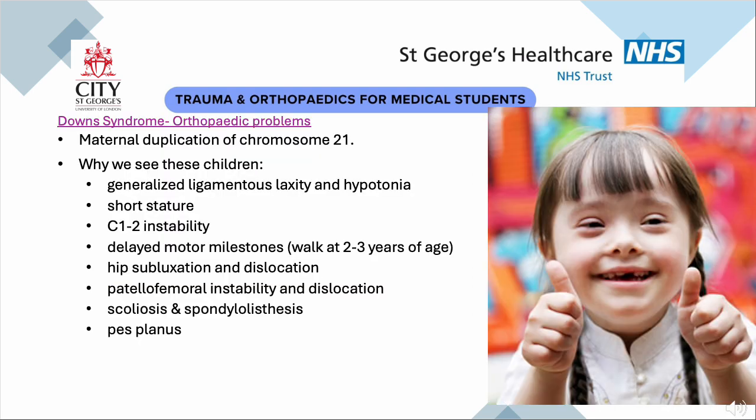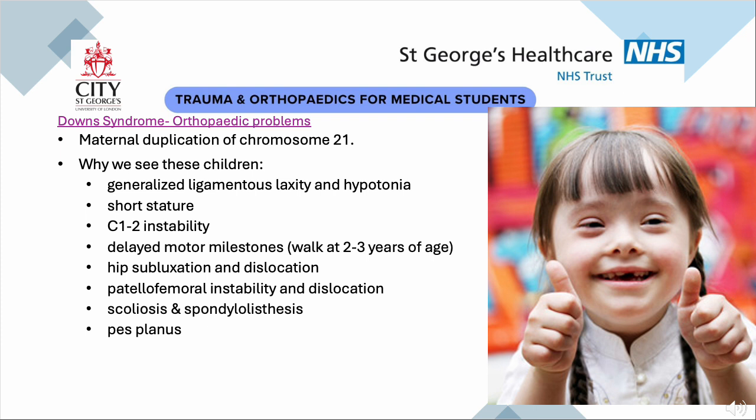And finally, children with Down syndrome. When I see children with Down syndrome, they tend to have a different problem to the children with cerebral palsy. They tend to have low tone and ligamentous laxity. So just to recap, Down syndrome is caused by a maternal duplication of chromosome 21. The children tend to have a short stature, and when considering surgery on them, we also have to remember that they can have a C1-2 instability, so you need to be careful when intubating them.